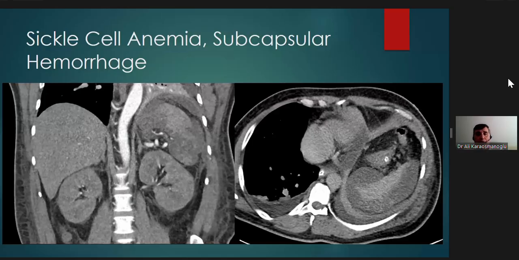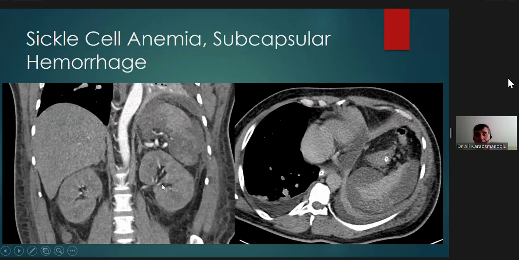So this patient has known sickle cell anemia, came to the ED with severe abdominal pain. Obviously sickle cell crisis was the initial diagnosis. So the patient underwent a CT scan. On the coronal formatted image of the arterial phase, you can see a large non-enhancing area in the spleen with some fluid in the subcapsular area. There's a small area of enhancing splenic parenchyma.